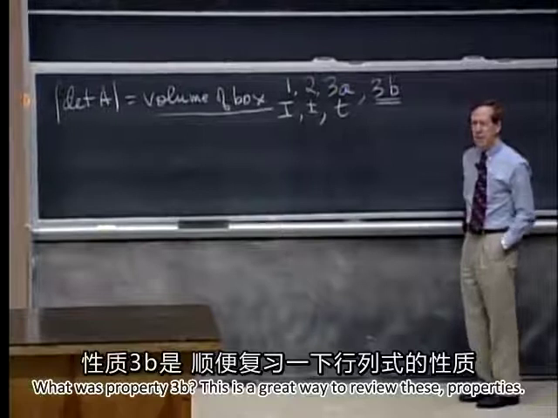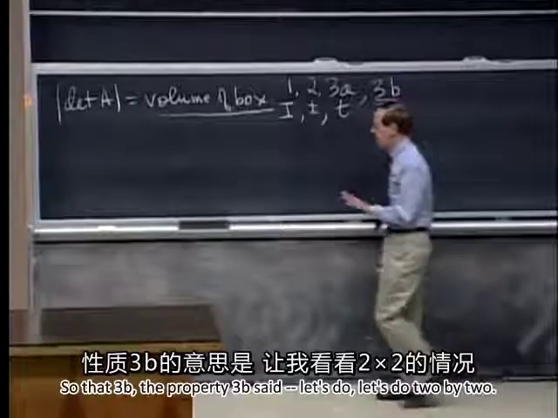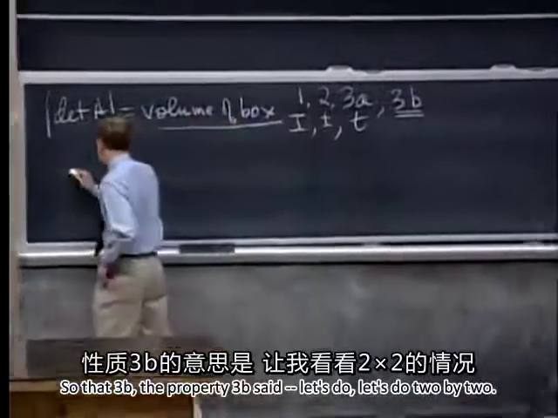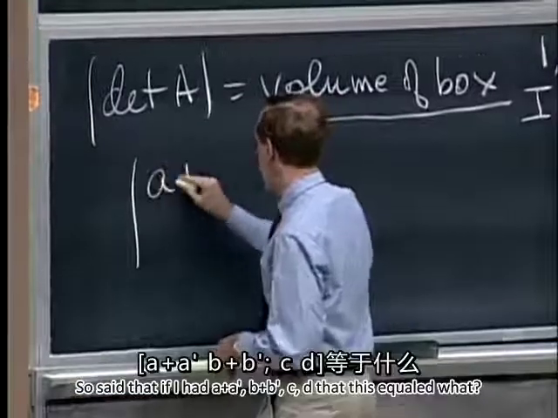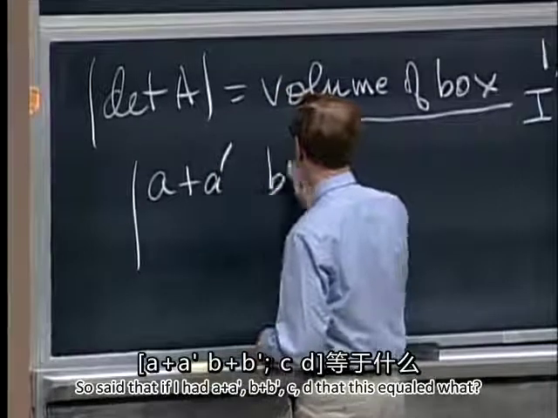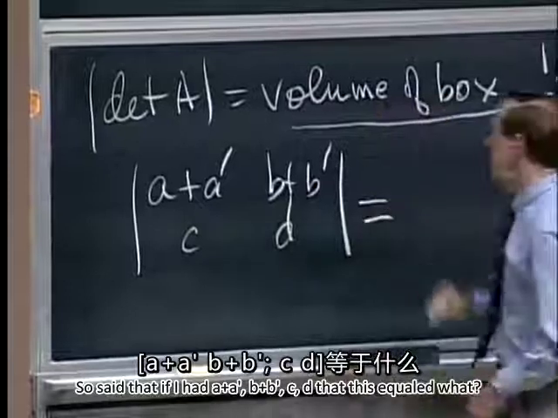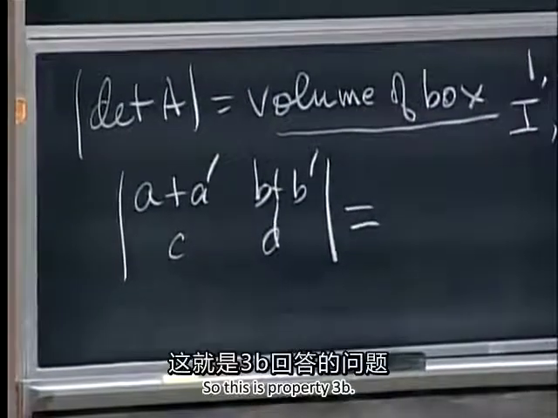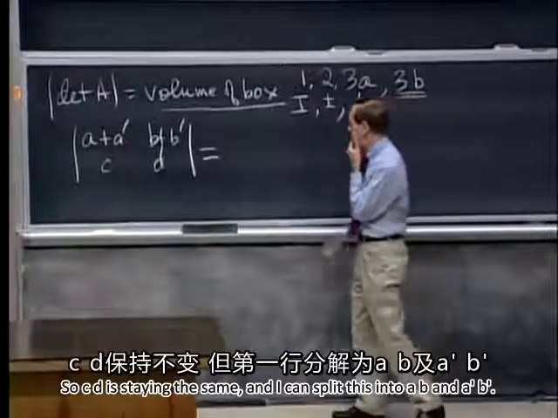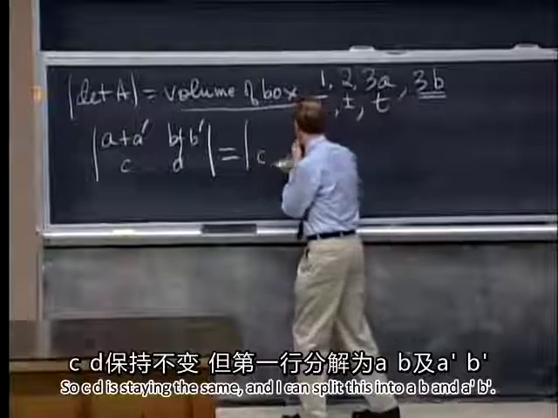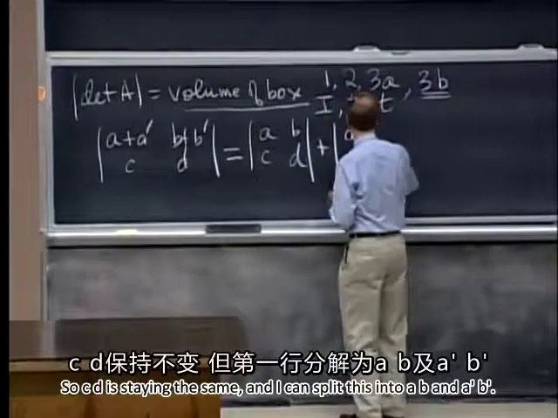What was property 3B? This is a great way to review these properties. Property 3B said, let's do 2 by 2, that if I had a plus a prime, b plus b prime, c, d, that this equaled what? This is the linearity in row 1 by itself. So c, d is staying the same, and I can split this into a, b and a prime, b prime.